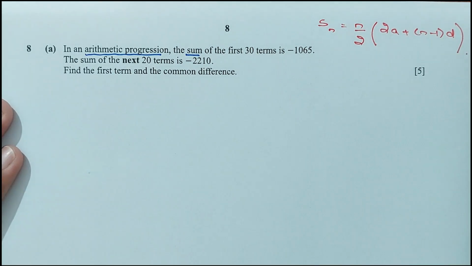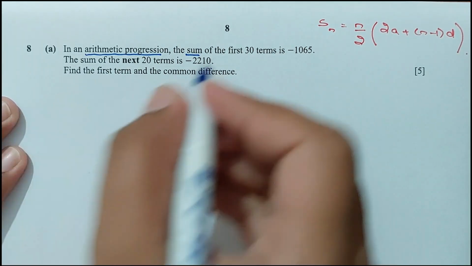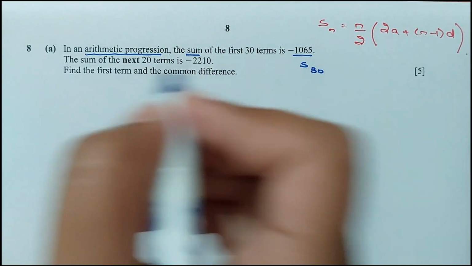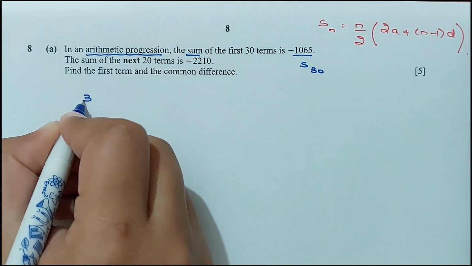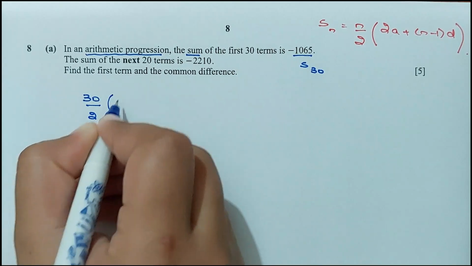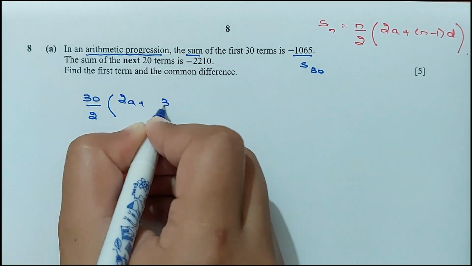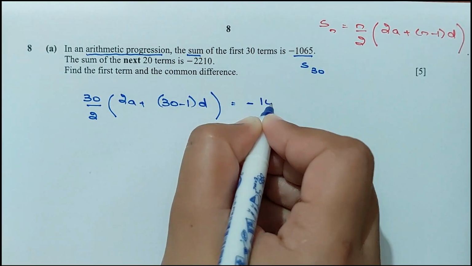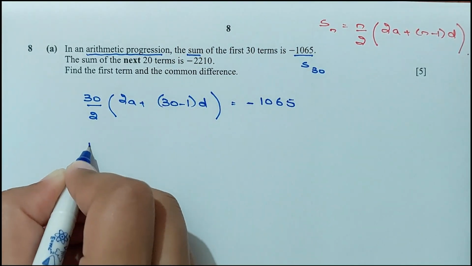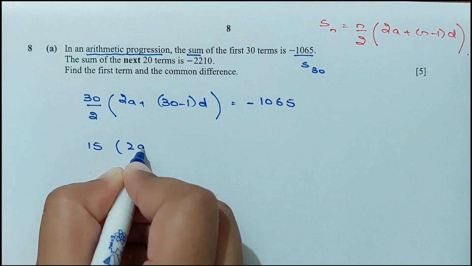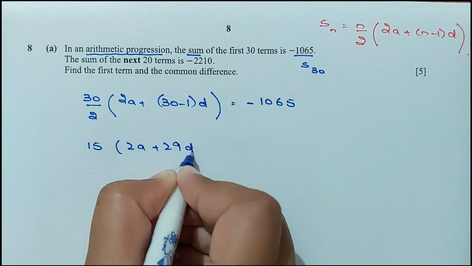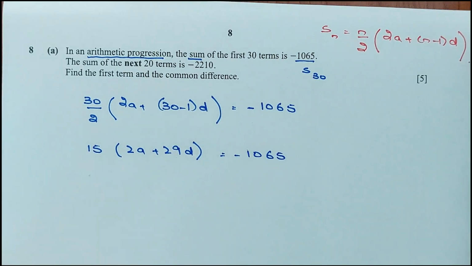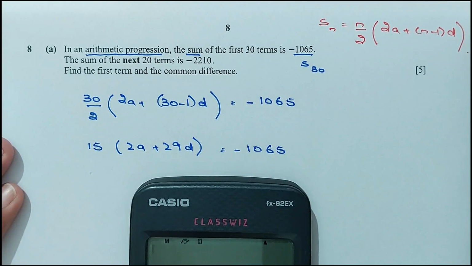That is the sum formula. So we have given S30. So let me solve this. What is S30? This is 30 divided by 2, n is 30, into 2a plus 30 minus 1 into d, and this is equal to minus 1065. On further simplification, 15 into 2a plus 29d is equal to minus 1065. Let me simplify this further, dividing by 15 on both sides.